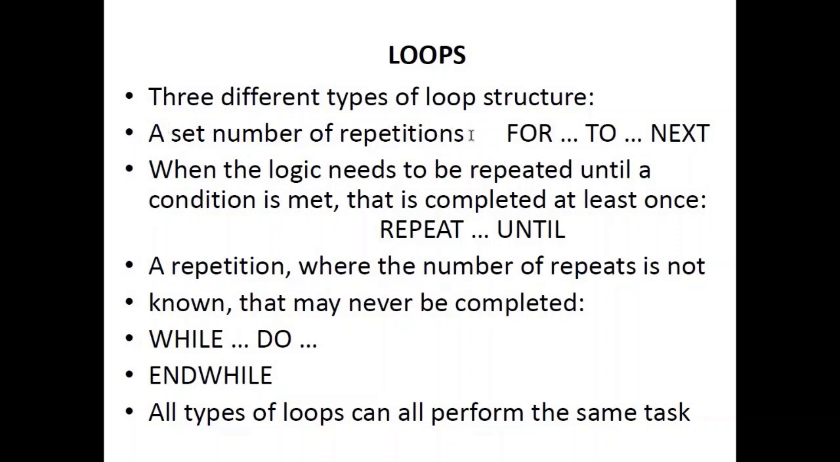When you have to repeat the same task for a set number of times, we use the FOR to NEXT loop. When the logic needs to be repeated until a condition is met, then we use a REPEAT UNTIL loop. And a repetition where the number of repeats is not known, that may never be completed, that is known as a WHILE DO ENDWHILE. Loops are also known as iteration or repetition. All types of loops can perform the same task. It just depends how you lay out your logic.